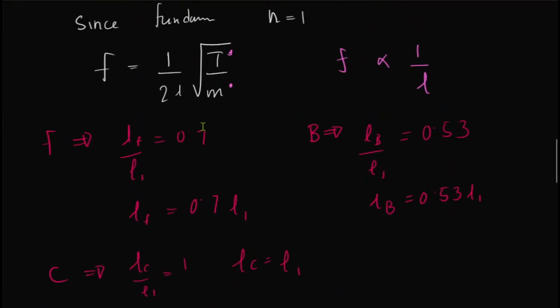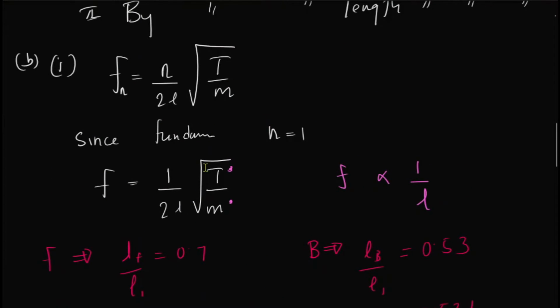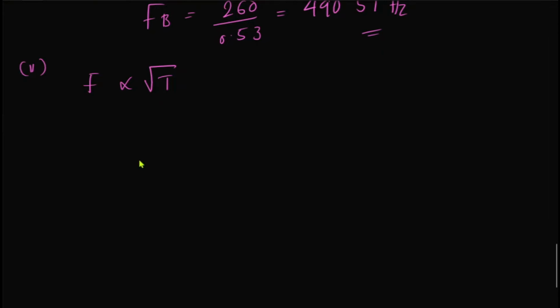If you see this, F is directly proportional to root T, right? So let's assume when the frequency is F, the tension is T. If we need to change the frequency by 1%, now let's assume F new is 101 over 100 times the old frequency.